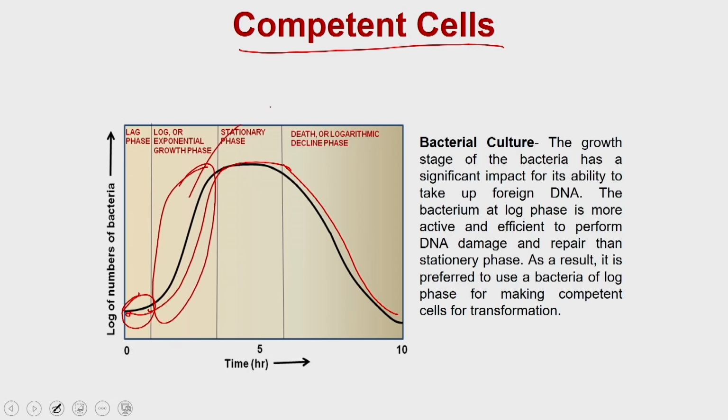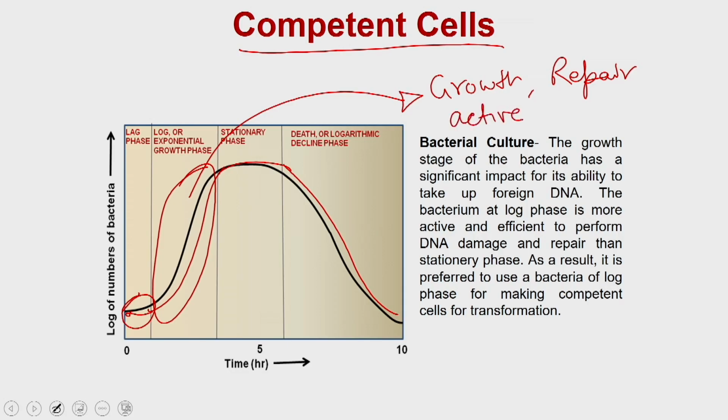The log phase bacteria is very active in terms of metabolism, in terms of growth, in terms of the repair mechanism. These bacteria are very good in terms of growth and repair, and they are metabolically very active. So, this is the phase which you can use for making the competent cells.